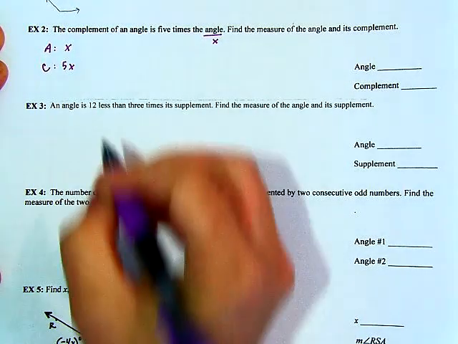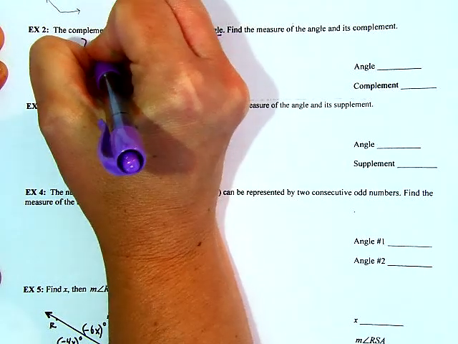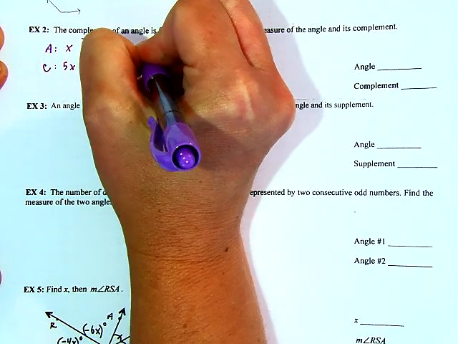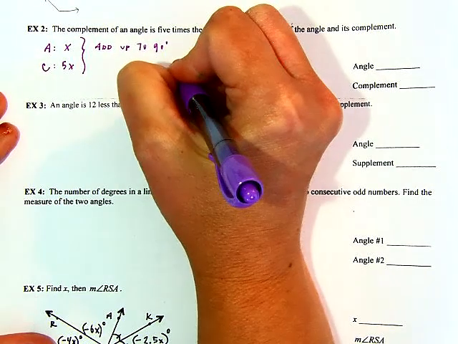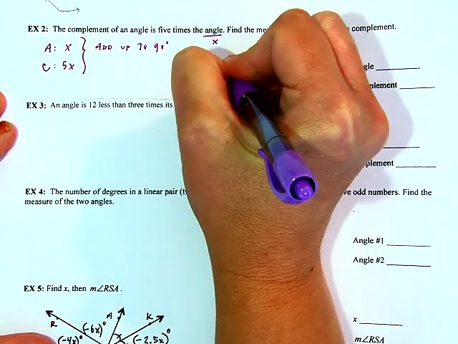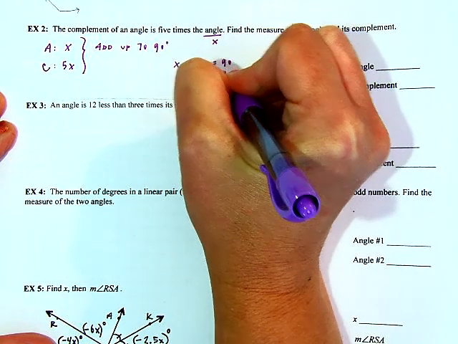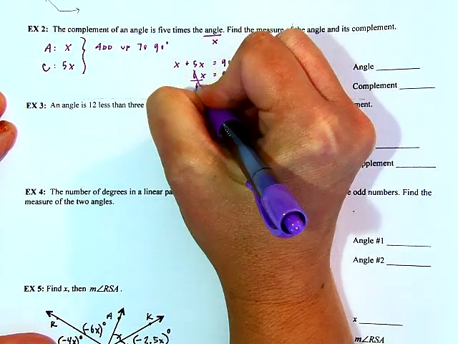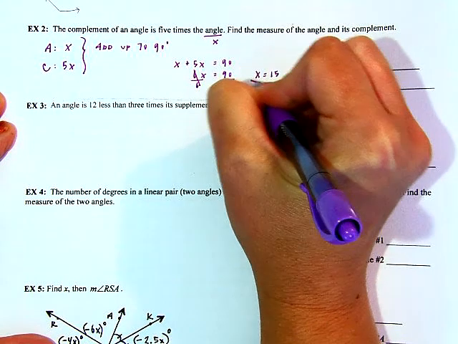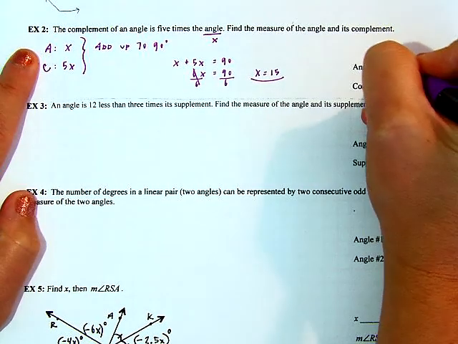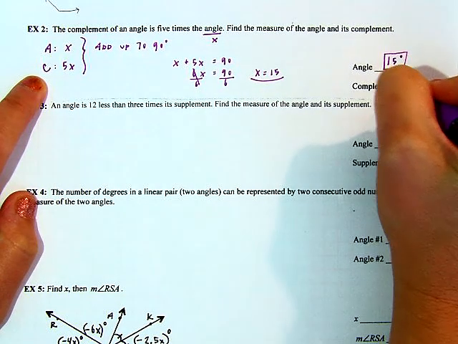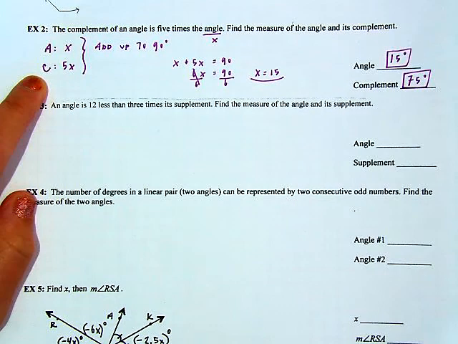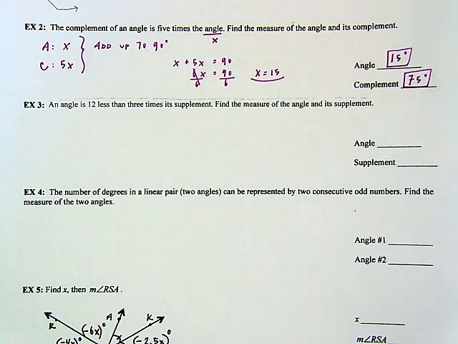We're looking at complementary angles, so together they have to add up to 90 degrees. Complementary angles sum to 90 degrees. I can build my equation: x plus 5x equals 90, or 6x equals 90. Divide by 6, and we get that x is 15. Well, x is the angle itself, so the angle has a measure of 15 degrees. 5 times 15 is 75, so its complement is 75 degrees. Together, these complementary angles have to sum back to 90 degrees, and they do. Okay, next problem.